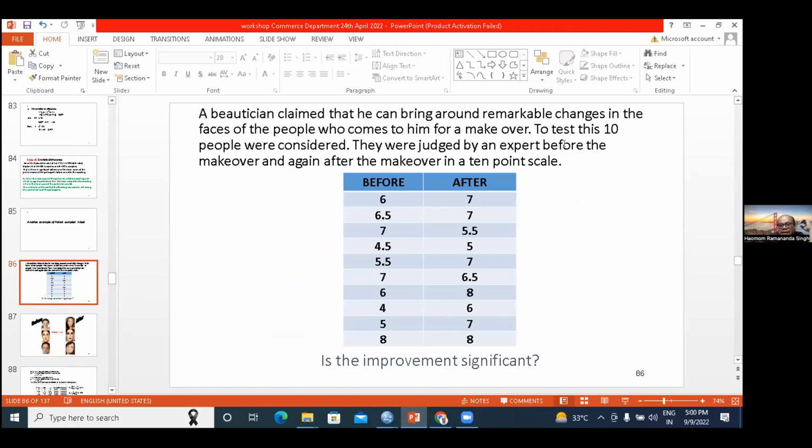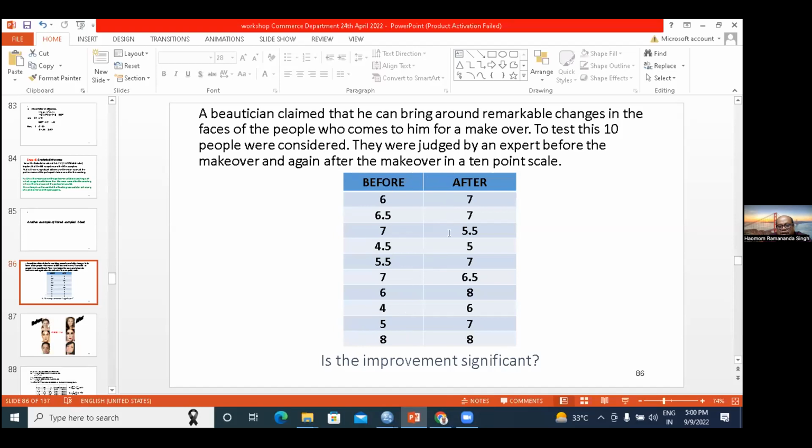To test this, 10 people were considered. They were judged by the expert before the makeover and again after the makeover on a 10-point scale. And this is the score. Is the improvement significant? If there is any improvement in the facial makeover, then is there any improvement?